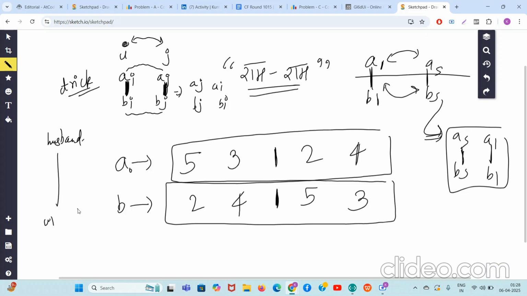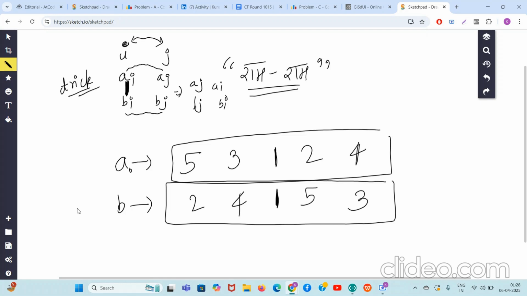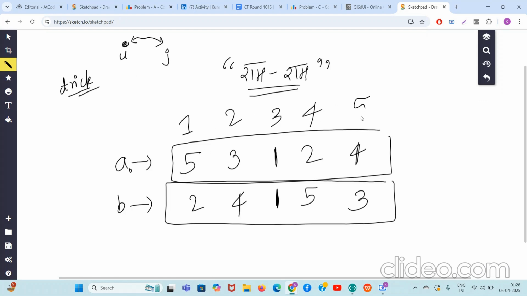So tricks apart, what I'm trying to say is that there is a bond between AI, BI and AJ, BJ, and that bond can never be broken even when they are transferred. So guys, you can imagine each number as a bond and its reverse bond, and the problem is solved. What I'm trying to say is that this is one, two, three, four, five. This is 5, this is 2. So this is a 5 comma 2 bond. Let's call it the 5 comma 2 bond.